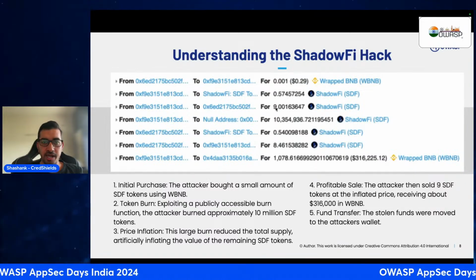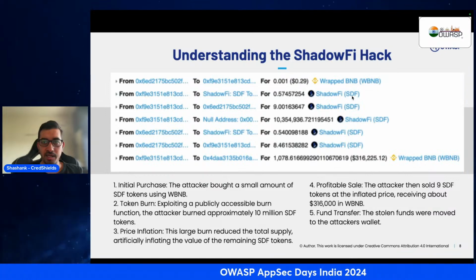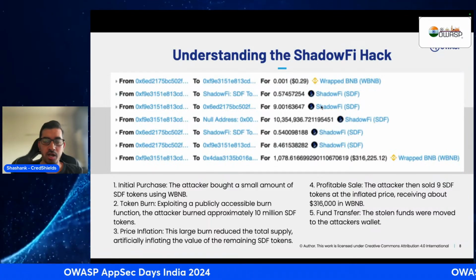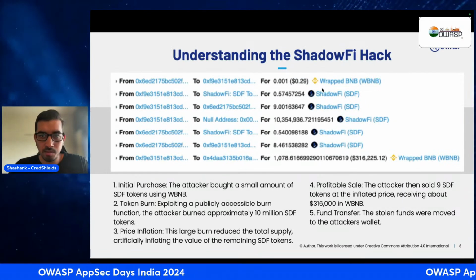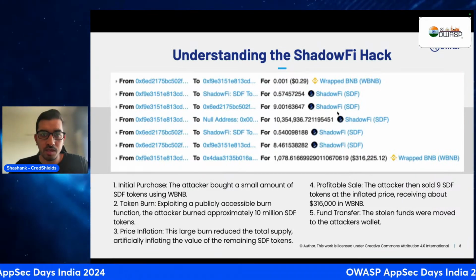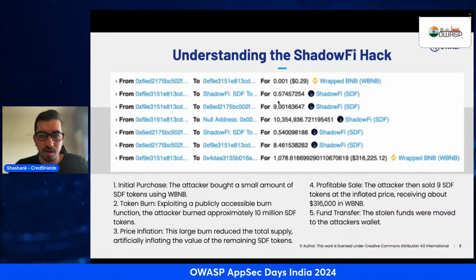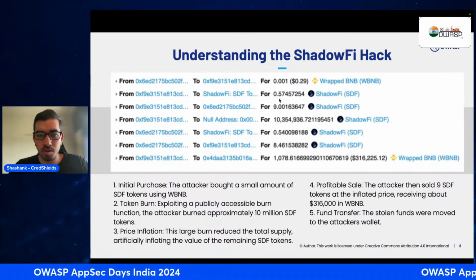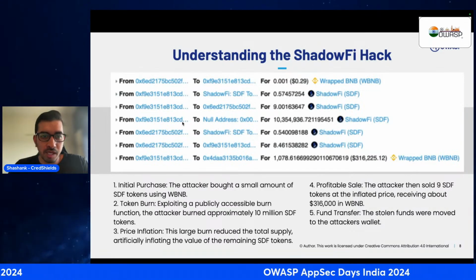If you see the second and third, the hacker tried to buy some small amount of ShadowFi token, which was the ShadowFi contract's native token. You can see the hacker bought 9 ShadowFi tokens with a very small price of a few cents. Okay. And then something interesting happened.